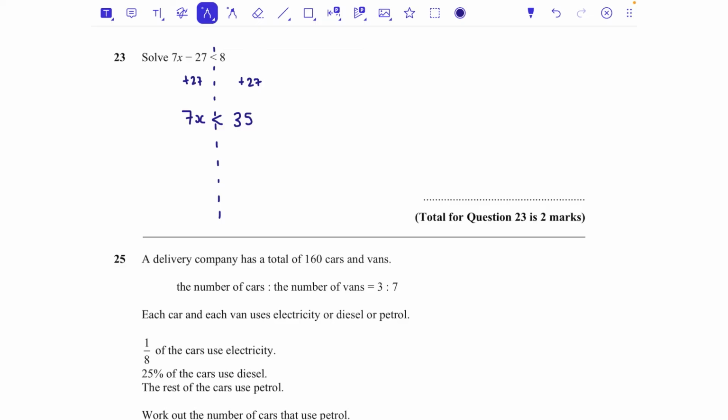Now I've got 7 lots of x is less than 35. But I don't want 7 lots of x, I just want x. So to get that, I'm going to divide this side by 7 and also divide this side by 7. So x is less than 5. That's my answer. We need the inequality on the answer line. You can't just put 5 on the answer line because it's important that x needs to be less than 5 in order for 7x minus 27 to be less than 8.